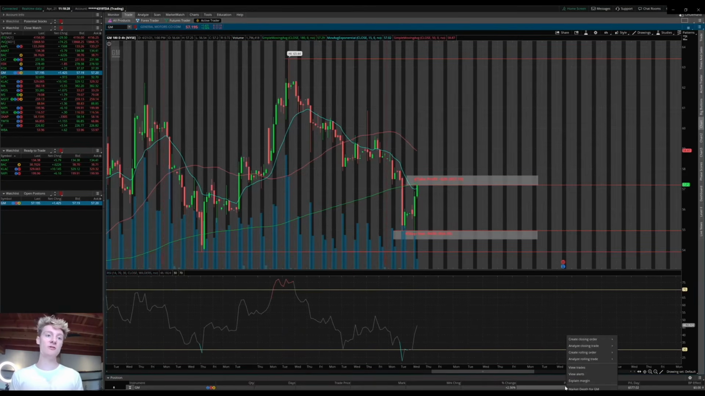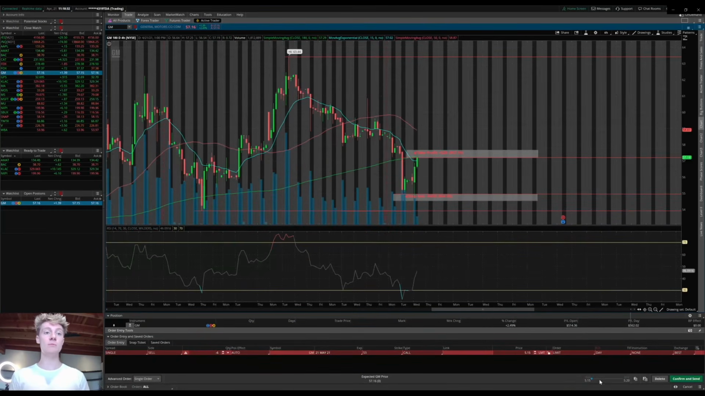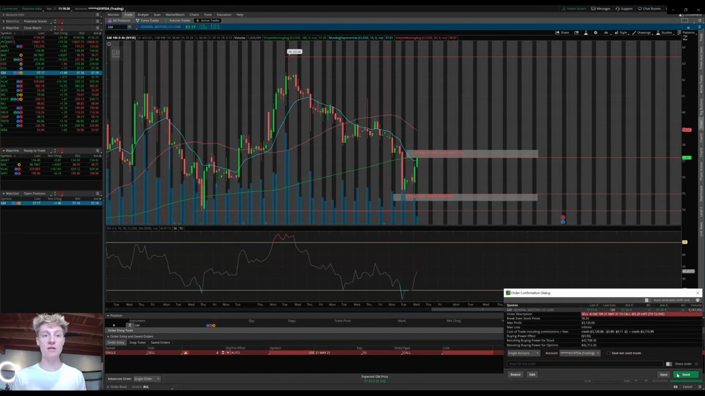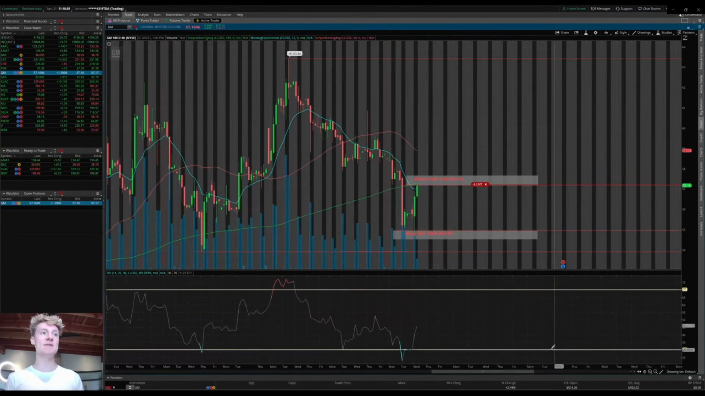So I'm going to go create closing order, and I'm going to sell these contracts and lock in profit on this play. We're going to get filled at 520 as high as we can. We're going to go confirm and send. Try to get filled, and you can see we just got filled.